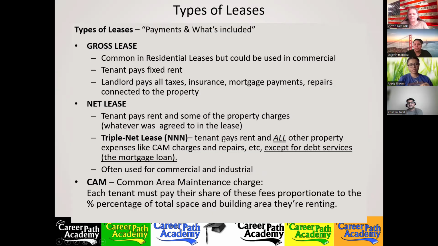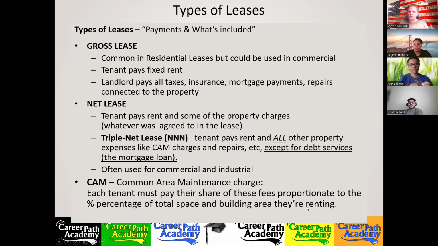It's very common. So here's that definition of CAM, since I mentioned CAM here. Common area maintenance charge: each tenant must pay their share of these fees proportionate to the percentage of the total space of the building or area they're renting.